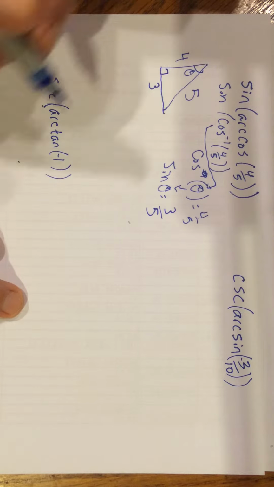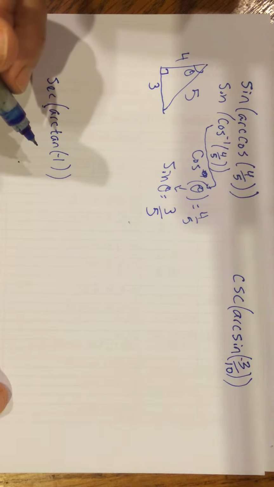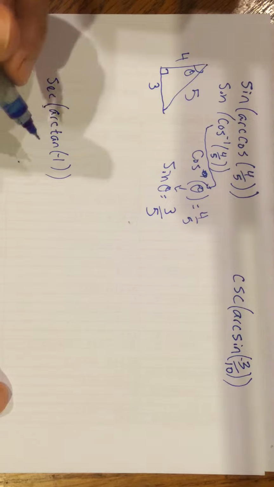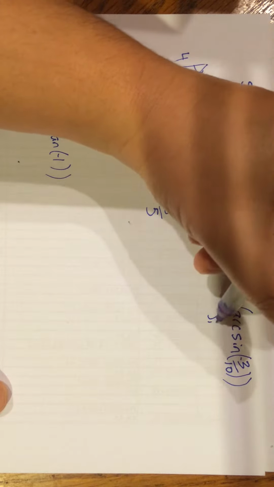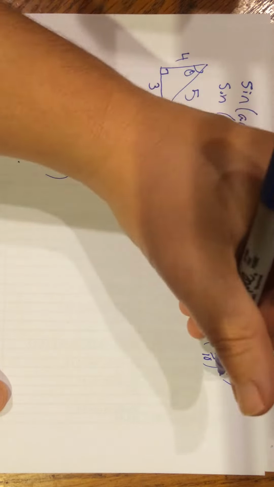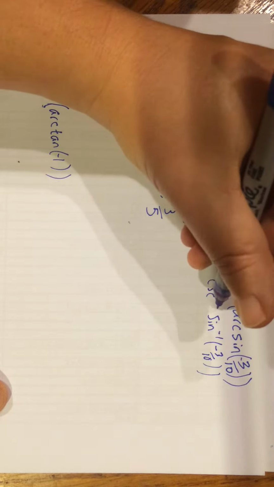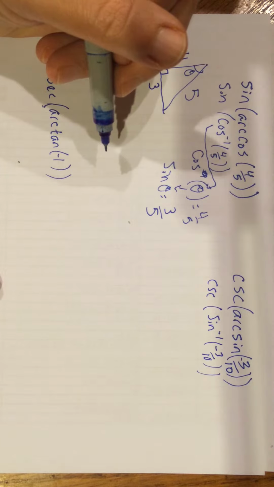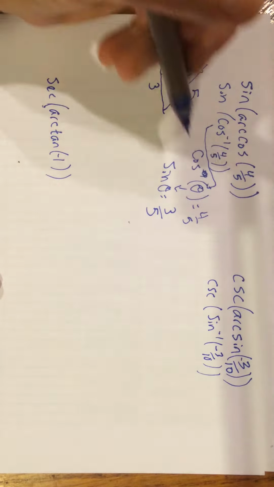Okay, so let's try another one. I want to know cosecant of arcsine of -3/10. So again, arcsine is the same thing as sine inverse, so I'll write it out like that just so it looks more familiar. Now I want to know cosecant of that. A few ways we can do this, but we're going to go ahead and start off doing the exact way we did before.